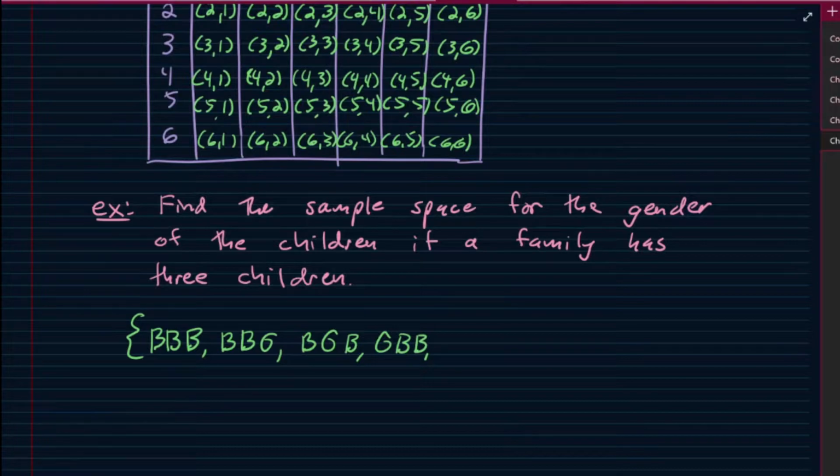So now I'll do a single boy. So boy, girl, girl; girl, boy, girl; and girl, girl, boy. My G's are looking like 6s now. And then girl, girl, girl. That would be the ones with 0 boys. And that would be the sample space in this case.